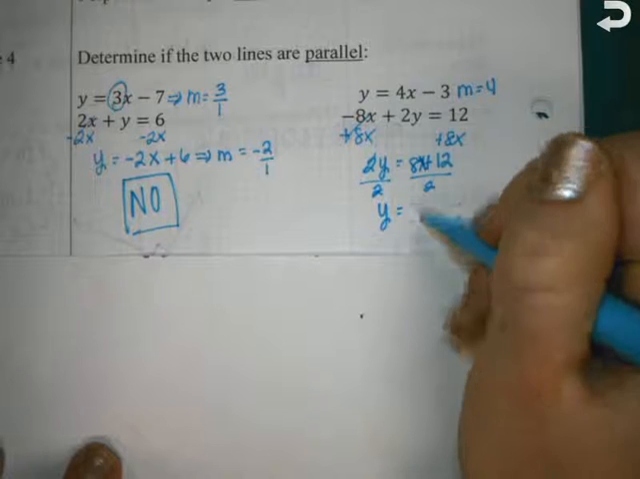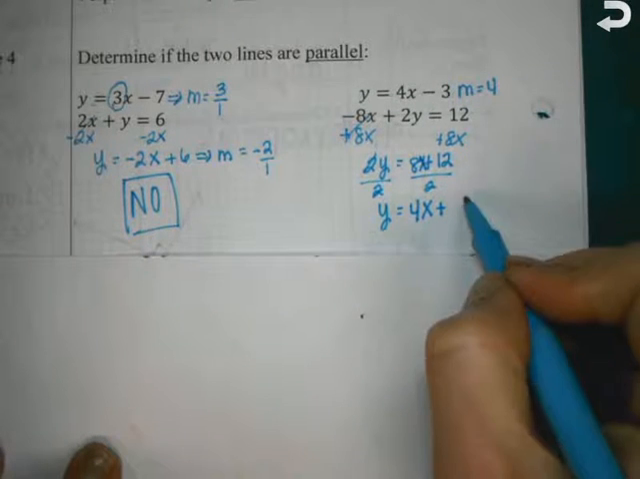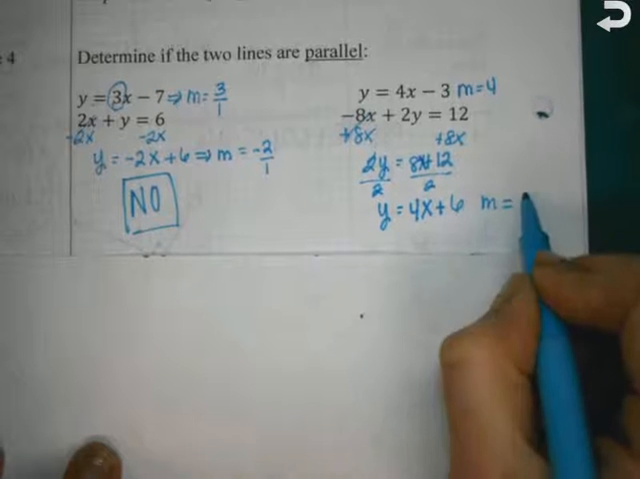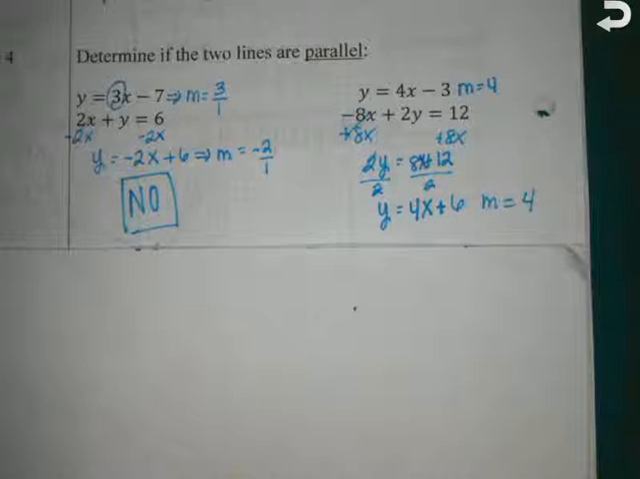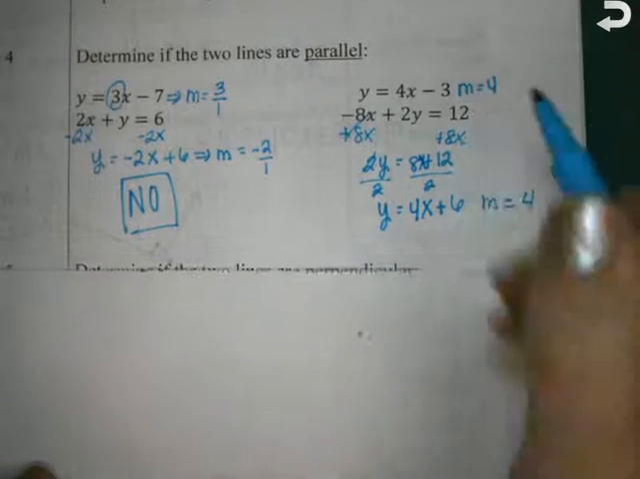So what is the slope of this line? 4 over 1. The same, 4. Okay, so are these two lines parallel? Yes. Awesome. The next two are.